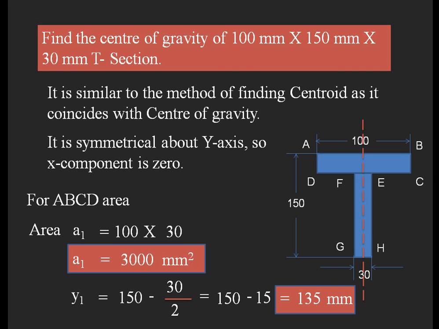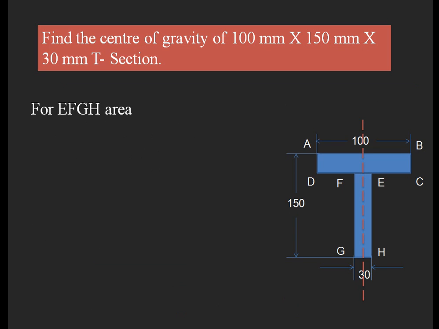Next we go for another area, which is the EFGH area. For this also we need to write the area A2 for the EFGH part. Again length into breadth. The total height is 150, and we have to know the FG height. FG height can be obtained by 150 minus 30, the thickness of the flange, which gives 120. So 120 into the width of the web, that is EFGH, which is 30. So 120 into 30 gives the area as 3600 mm square.